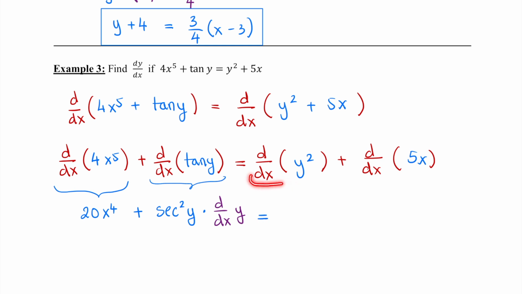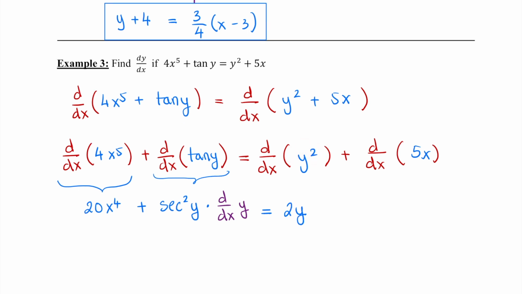To find the derivative of y squared, we need to use the chain rule again. The outer function is something squared, and the inner function is y. So first, we take the derivative of the outer function. So we have 2 times y multiplying by the derivative of the inner function, which is the derivative of y, plus the derivative of 5x is 5.